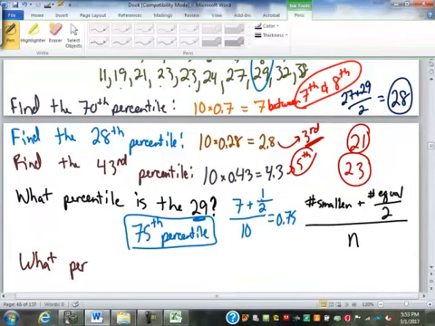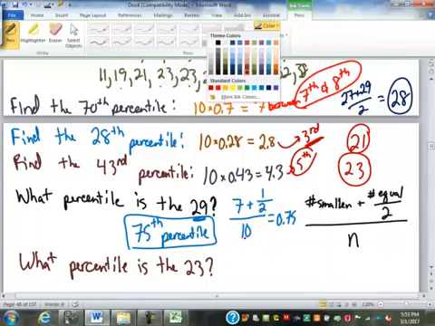7 plus 1/2 is 7.5 divided by 10. So with all these equations, it's basically variations on the same equation. We either flip the ideas or we do something to it so that it works backwards. And that's exactly what we're doing here: rather than finding what number is in that position, we're finding what position that number is in.